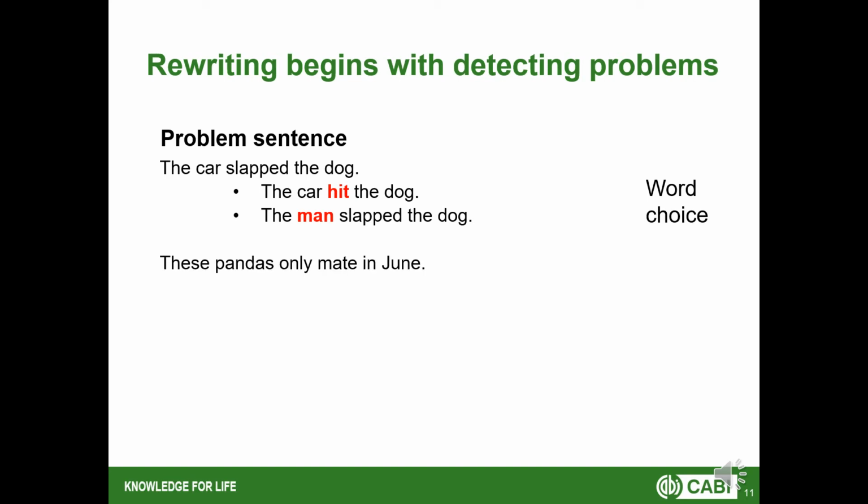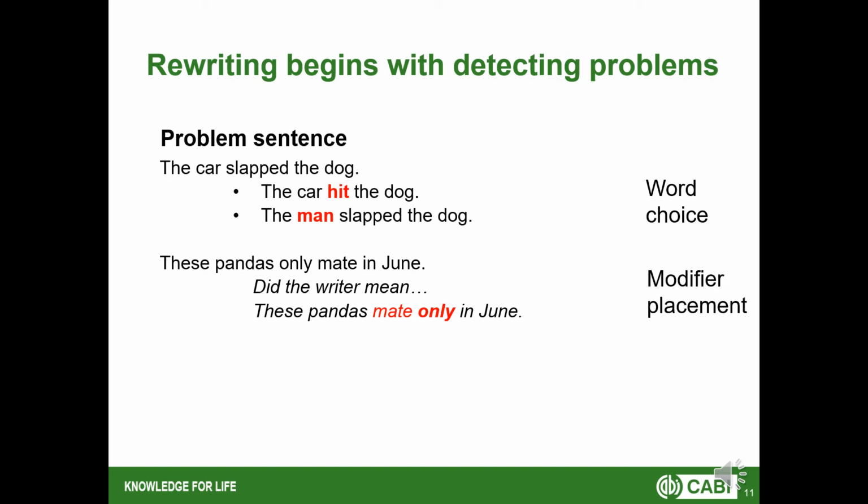Here's another example. These pandas only mate in June. Now, is that a problem? Is that sentence grammatical? Did the writer actually mean to say that the only activity that the panda bears engage in the entire month of June is to mate? Perhaps the writer meant that the pandas mate only in the month of June. So in this case, there is a problem in the sentence in conveying the intended meaning of the author because of the placement of the modifier only.